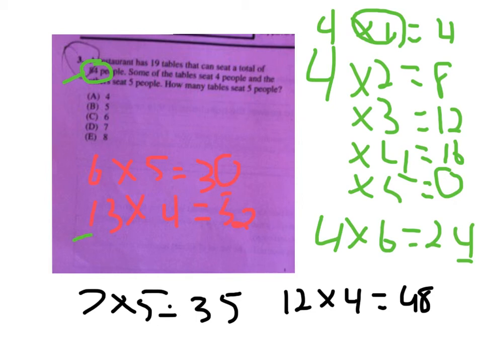We'll do 8 times 5 is 40. 19 minus 8 is 11. 11 times 4 is 44. You notice that ends with the 4. 44 plus 40 equals 84. So that's the way I'd go about it. Just try each choice. One of them is going to work. The others obviously won't.